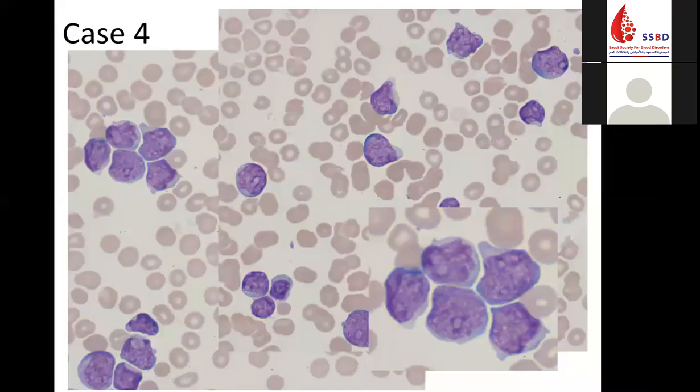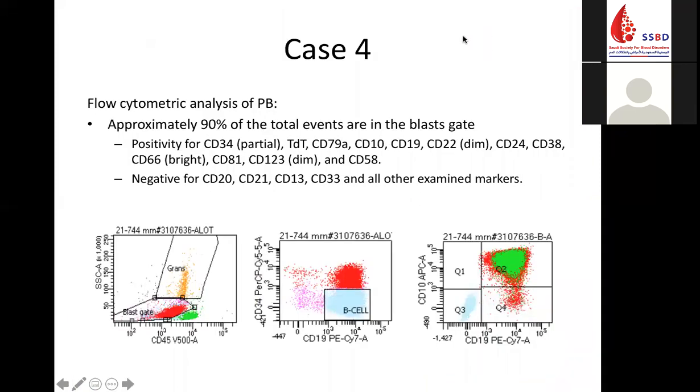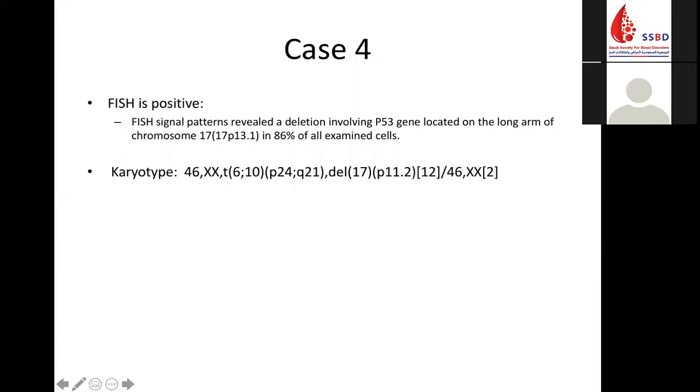This is a lymphoblast, and this is an acute leukemia. Mostly a lymphoblast, you need your phenotyping to confirm this, and you need the immunophenotyping even to confirm whether it is a T lymphoblast or a B lymphoblast. But to start with, definitely, this is an acute leukemia. So the flow cytometry shows 90% events in the blast gate. They are CD34 partial positive, TdT and CD10 positive, CD19, 22, 24, 38, 58 positive, and negative for CD4, 20, 21, 13, 33, and all other examined markers. So this is a B lymphoblastic leukemia. The patient has translocation 6;10 and deletion of P53.